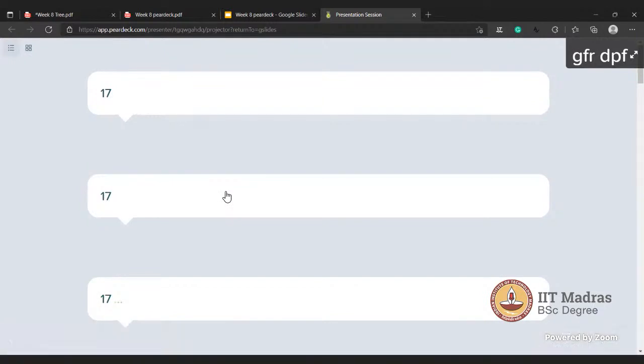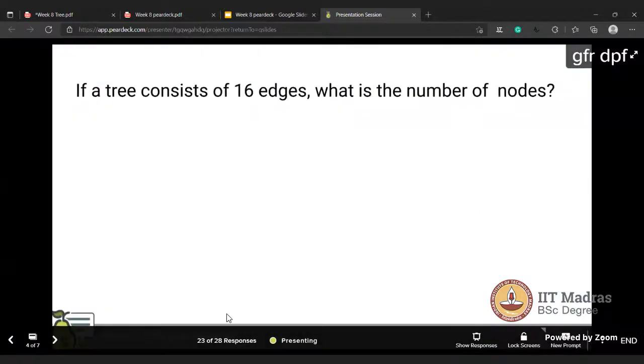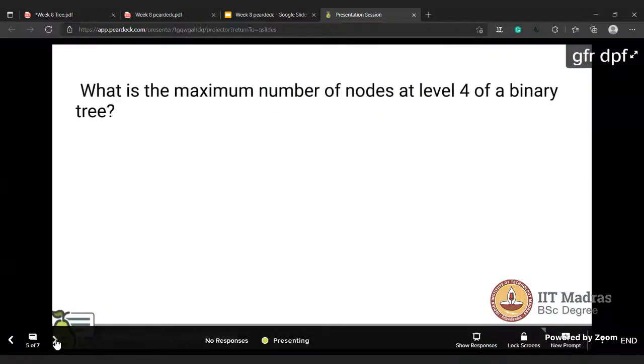Yes. Okay, so we'll move to the next question. What is the maximum number of nodes at level 4 of a binary tree?